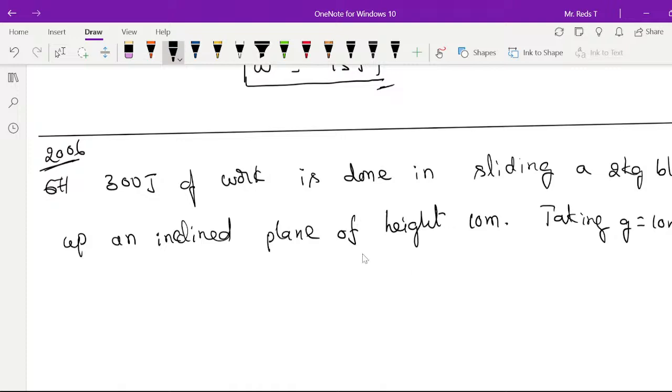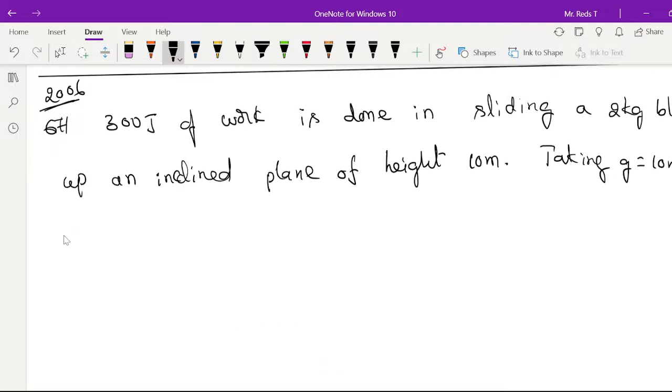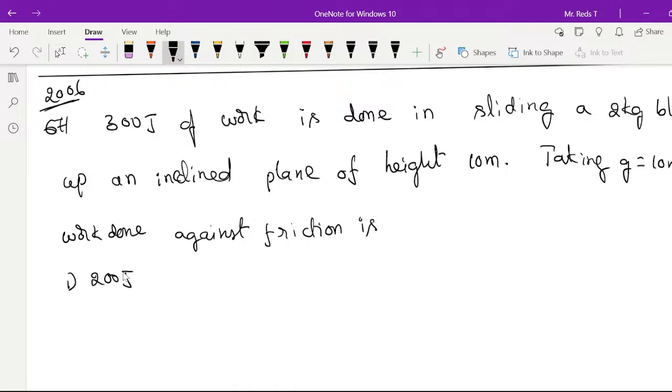Work done against friction is... Right. Options: first option 200 joule, second option 100 joule, third option 1000 joule, fourth option 0 joule or 0.